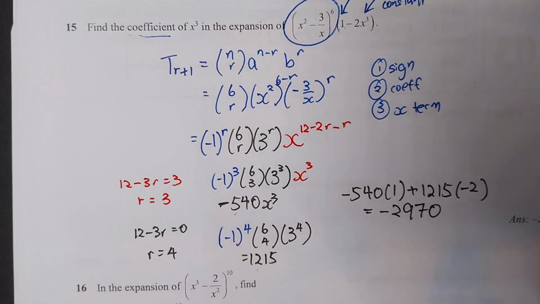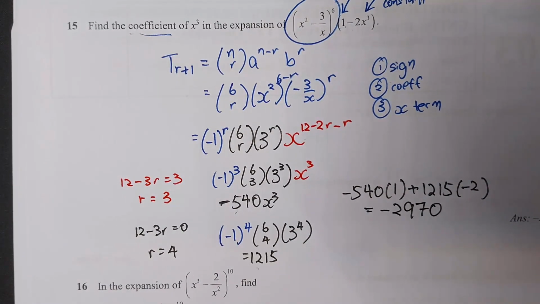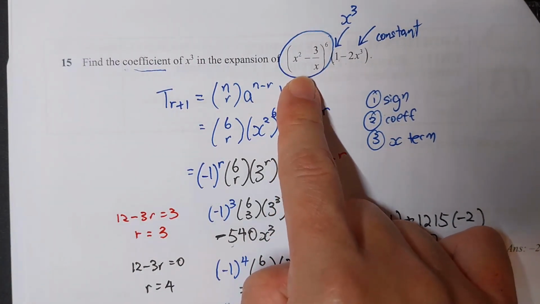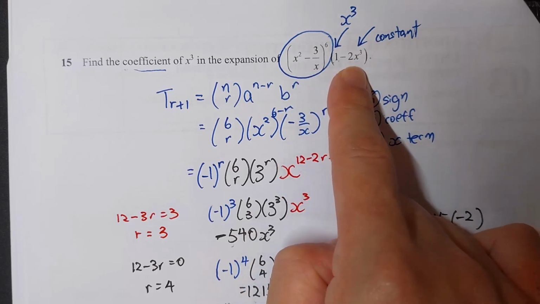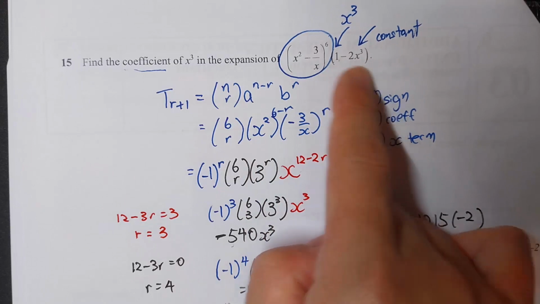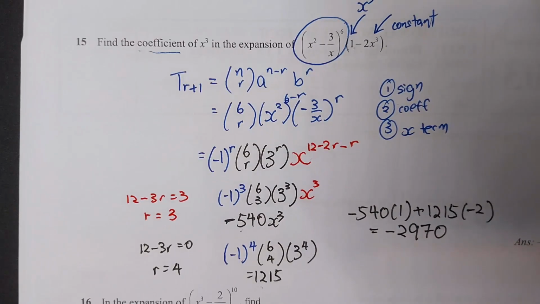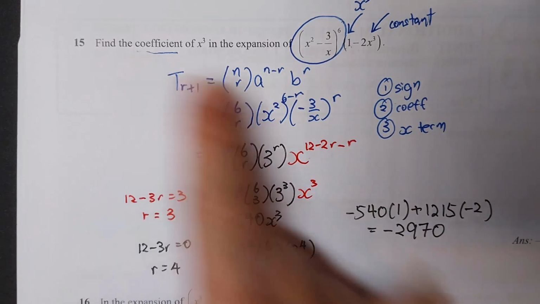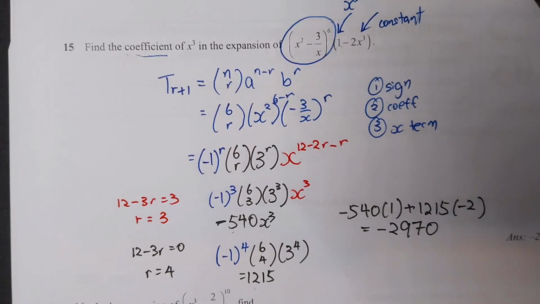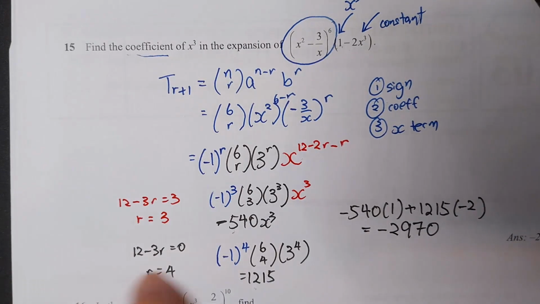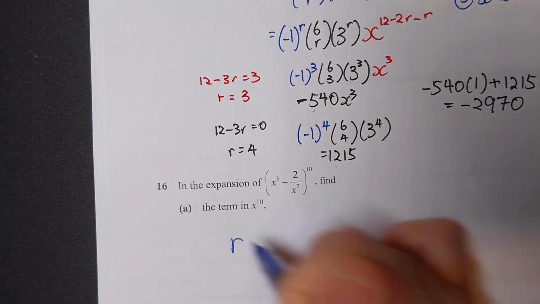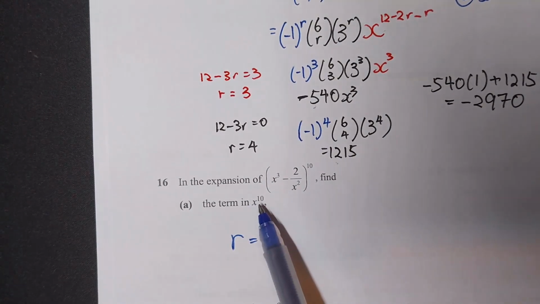Now, if this seems puzzling to you, or it's a bit too complex, then you have no choice but to expand this completely and then multiply with this. But you do not need to multiply every single thing. Just multiply those terms that will give you x cubed. Look out for the coefficients, which is just a number. Please do not write x cubed because the question asks for coefficients. I just need the number, and you will still get negative 2970.